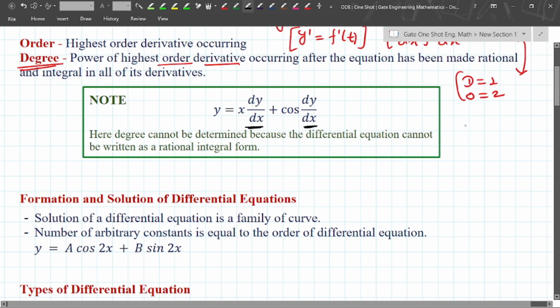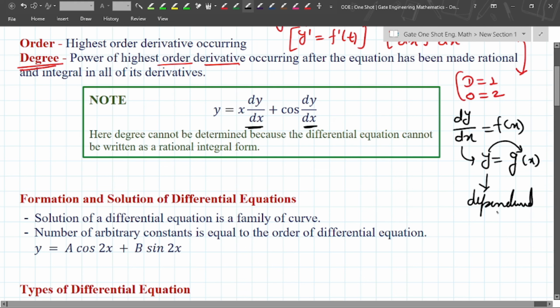Now, one concept: if I'm writing a differential equation where dy by dx is some function of x, then what is the scenario? The solution of the differential equation is y equals some function f of x, or I'm just writing it as some g of x. So here my y is depending on x. Whenever x changes, the value of y will also change. So in that case, my y is called the dependent variable.